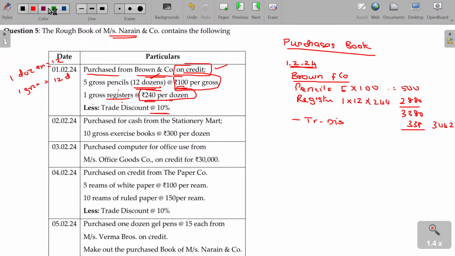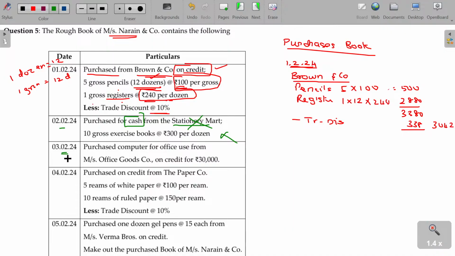Now, next one is all about 2nd February, purchased for cash from stationery mart. In case of purchases from somebody else in cash, that somebody's name does not matter for me. It's a cash transaction. Cash transaction will be posted where? In cash book. Not here. Is that clear? Not required.